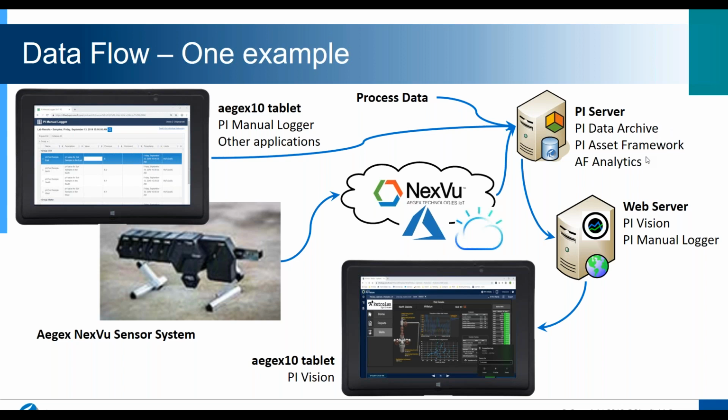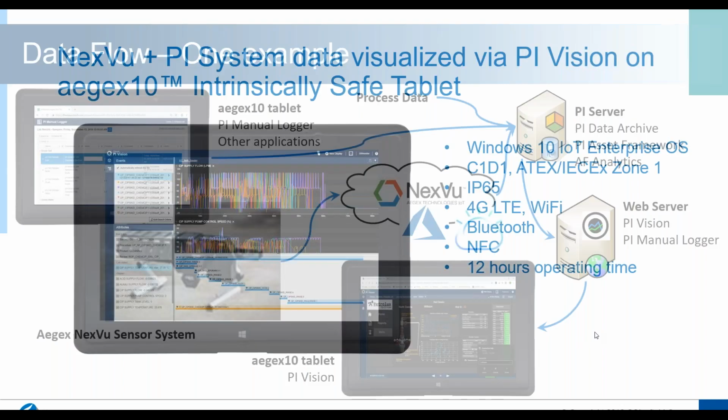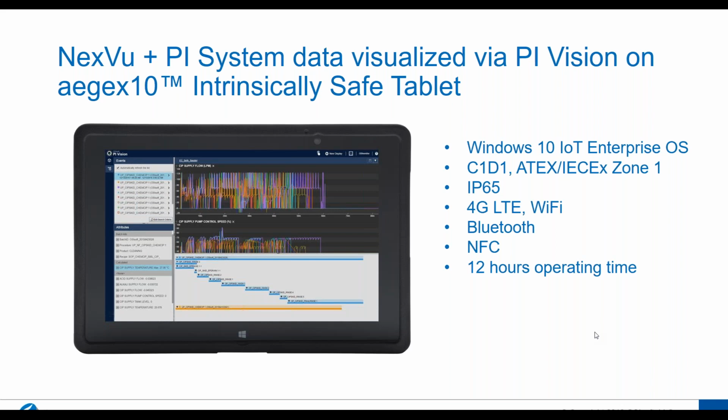We store it in the PI Data Archive and add analysis to it from the Asset Framework, and then push the data back out through PI Vision, which is on a web server, where that connected worker with the Aegex 10 intrinsically safe tablet in the hazardous area can now see the data that's being generated all around him. And we're going to have Keven just tell you a little bit more about the intrinsically safe tablet. Oh, sure. Thanks, Sean.